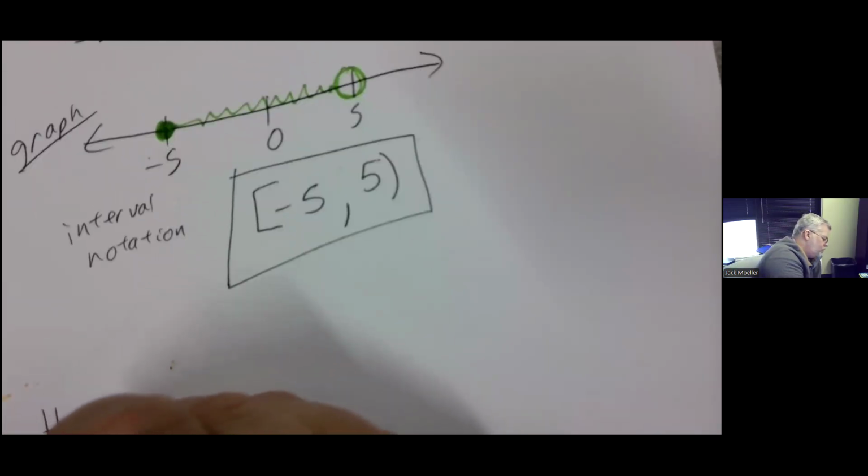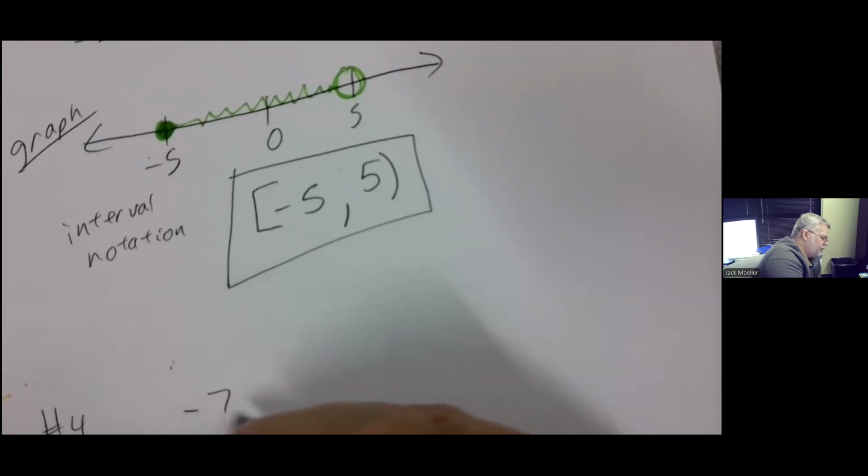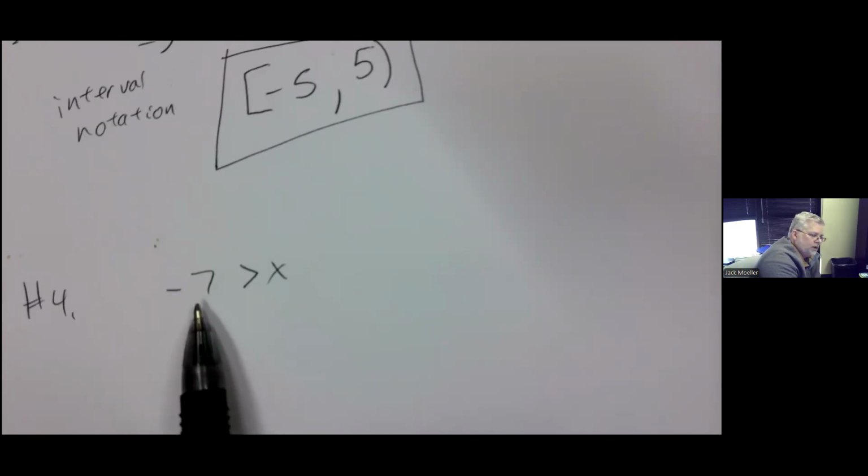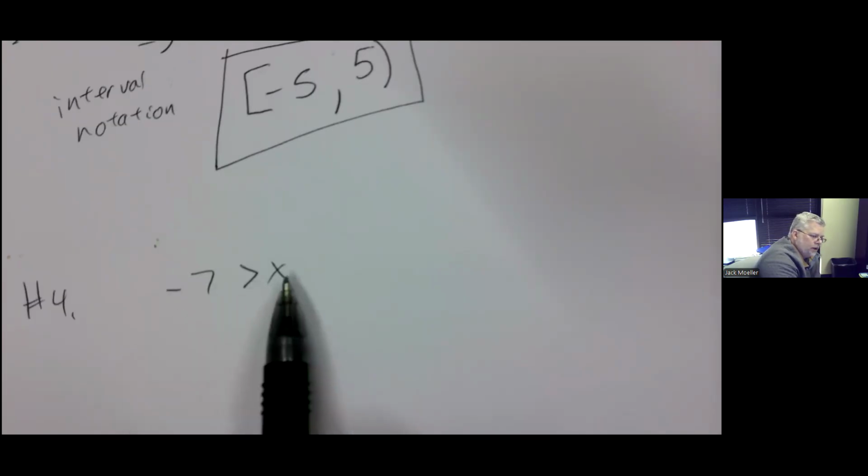And then number 4, we have -7. I probably shouldn't use sevens with my greater than and less than. Just make my image a little bit easier to read. So yes, you could read this as -7 is greater than x. But remember to graph it in the right direction.